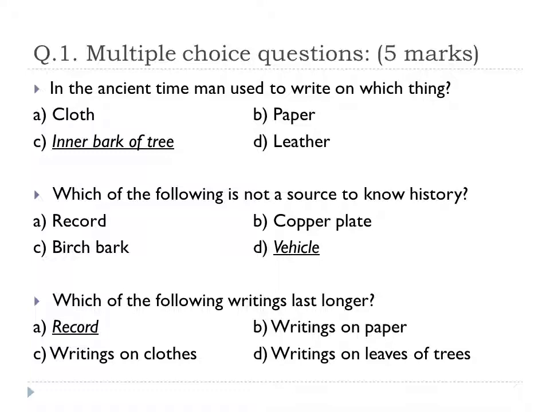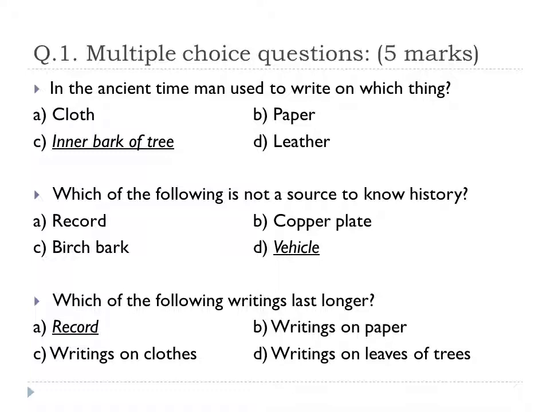There were various sources on which they wrote, but from the given options, the correct answer is C, inner bark of tree. Next question, which of the following is not a source to know history? A. Record. Records are the engravings on stone. B. Copper plate. C. Birch bark. Or D. Vehicle. The answer is D. Vehicle. It is not a source.